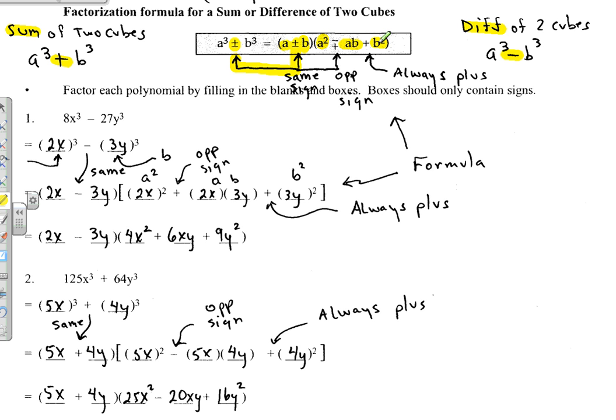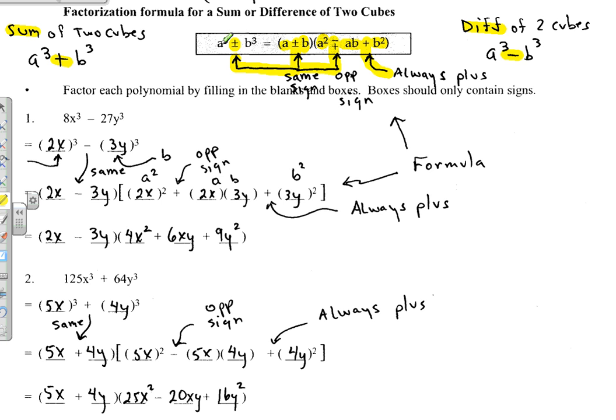Now let's look at how the signs work. Whatever sign you have right here, which is the same as the original one, this sign is going to be opposite this first sign. So whatever you start with here, this one over here will be opposite. Then the formula says that this sign is always plus. Okay, so there's the formula.